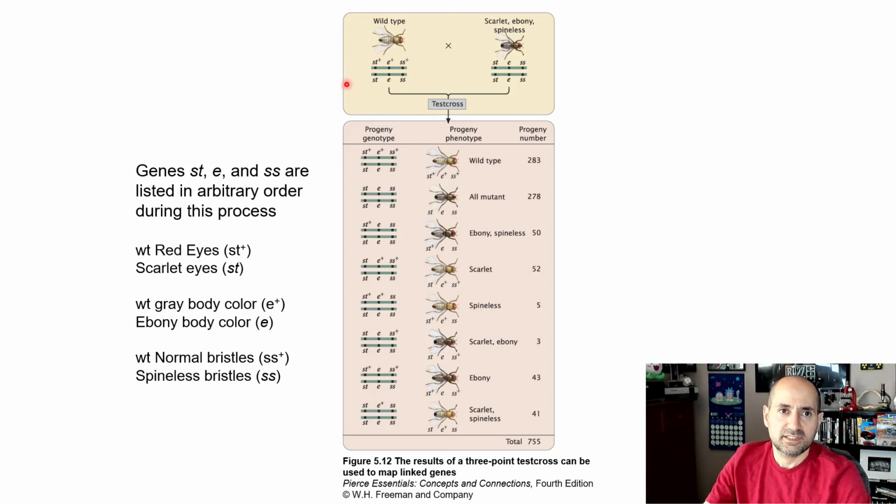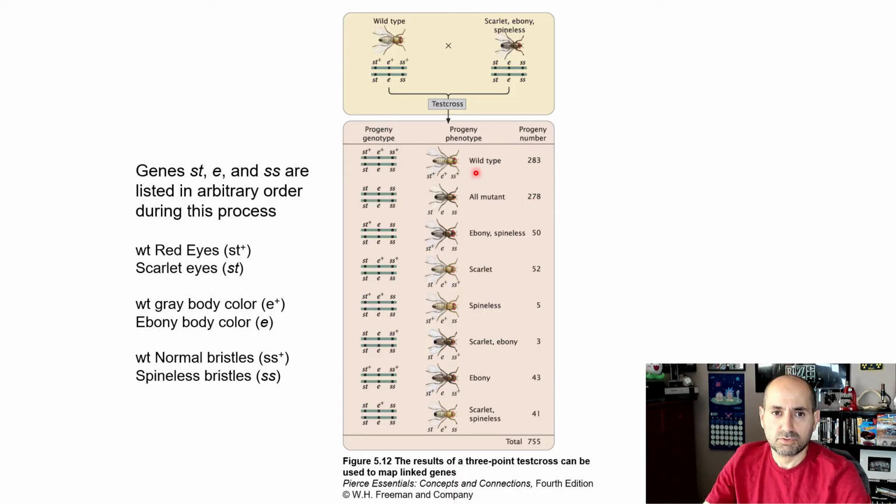Keep in mind that we have to break down what these alleles are. So ST plus means red eyes, that's wild type. E plus is gray body color, that's wild type. And SS plus is normal bristle, that's wild type. Okay, so we do our cross, and then we count our progeny and look at the phenotypes. Look at this. These are the 2 most common progeny, right? You see these huge numbers of progeny here. These are the 2 most common.